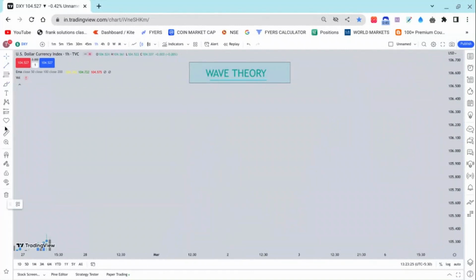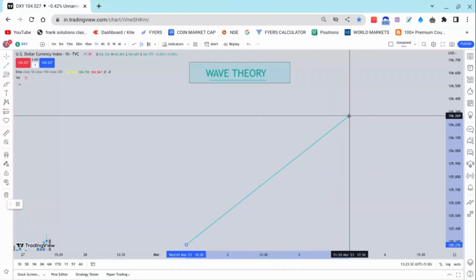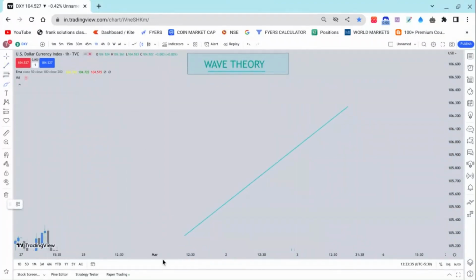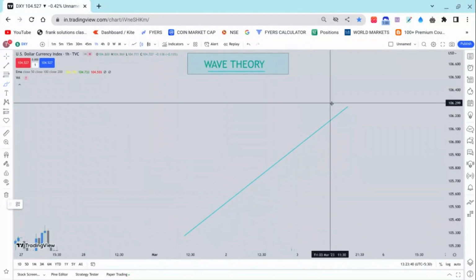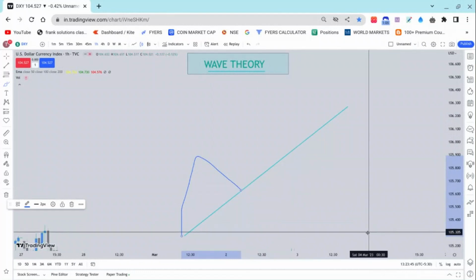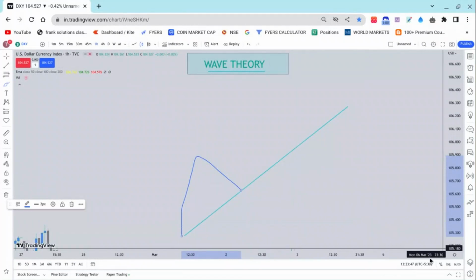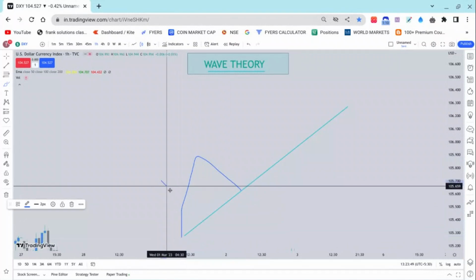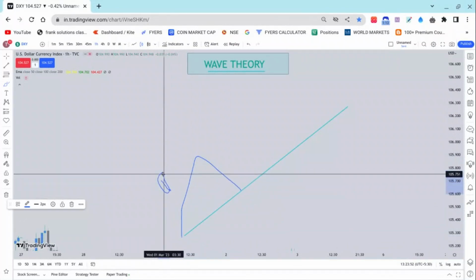What happens? These waves, as per my consideration, I consider on the basis of a trend line. Whenever a trend line is formed, how is a trend line formed? A trend line is formed by two touches. Then the wave theory starts here. Just watch carefully. This first wave, we will call it the first wave here.